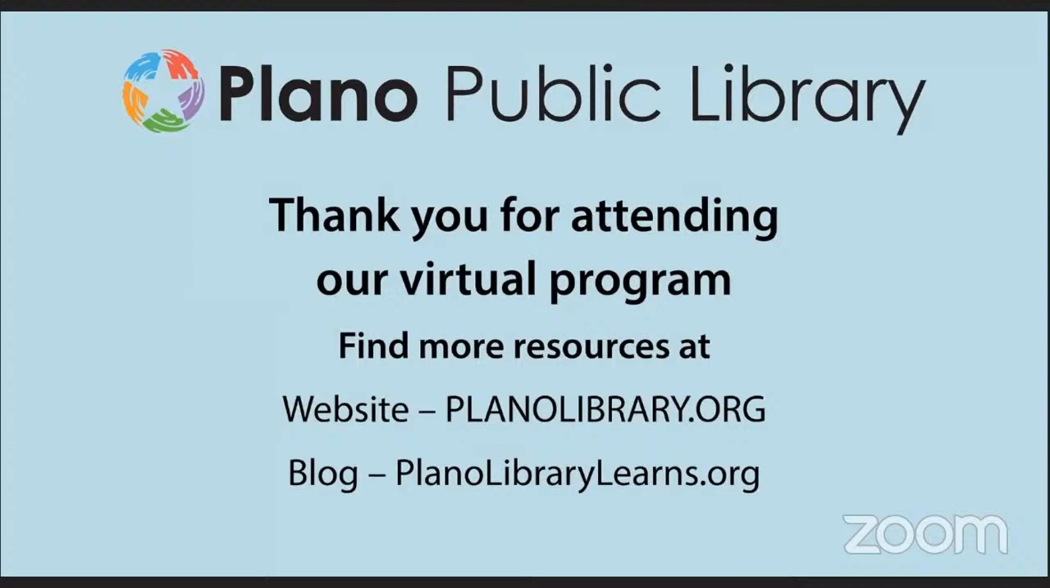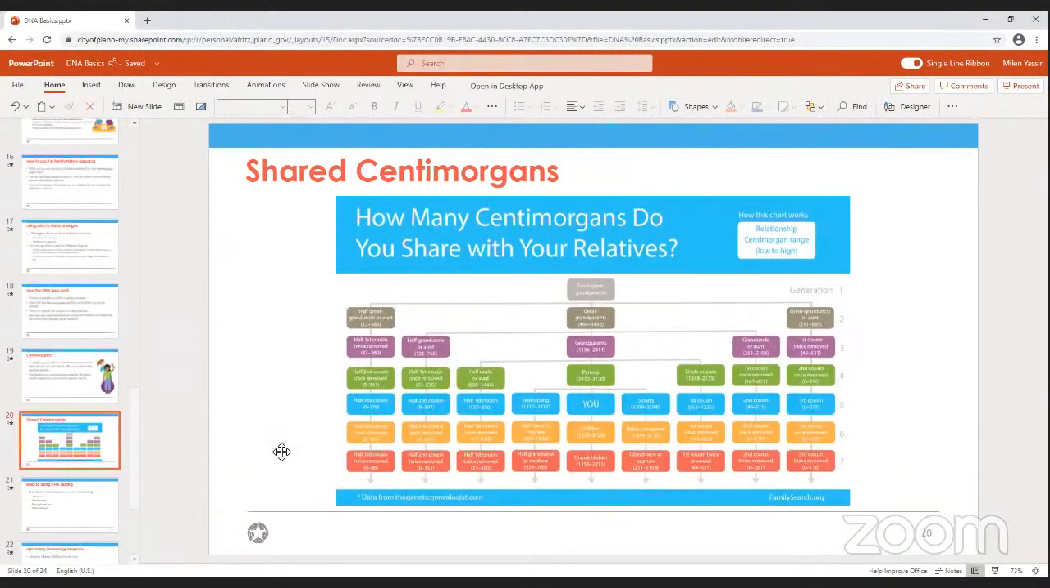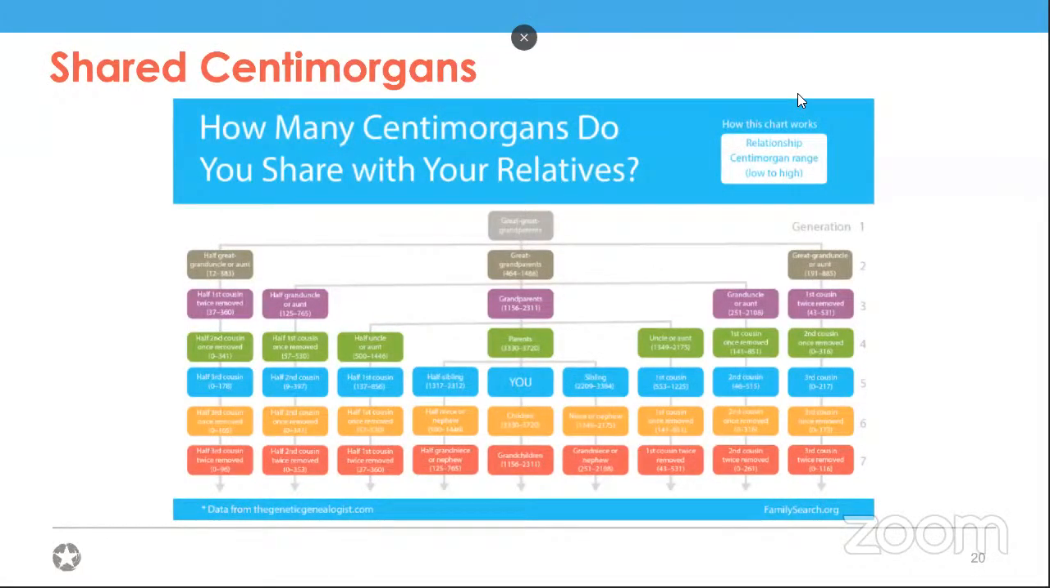And then we had a question about where to get the centimorgan chart. There's a couple available. If you just type in centimorgan chart on Google and click images, a lot of times they'll have a whole bunch of them listed there. So you can look there, and I'll go back to that so you guys can see that. So there's that centimorgan chart. This one is from familysearch.org with information pulled from the geneticgenealogist.com.